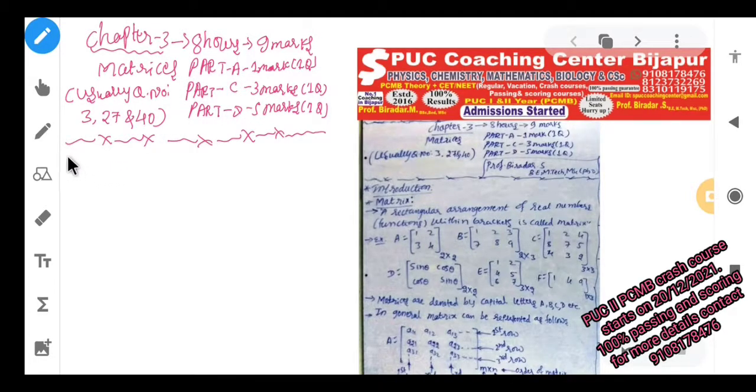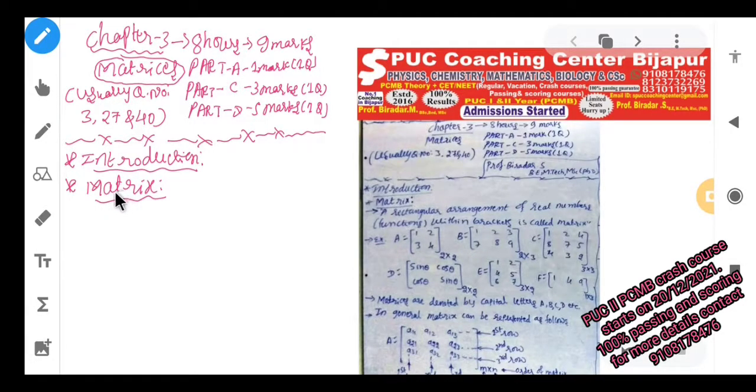Let us go ahead with the introduction part of this chapter. In this introduction, what are you going to study? Mainly you are going to study the definition or meaning of a matrix. Before proceeding in detail, here we have taken a heading as Matrices, and here we wrote Matrix. What is the small difference between matrix and matrices?